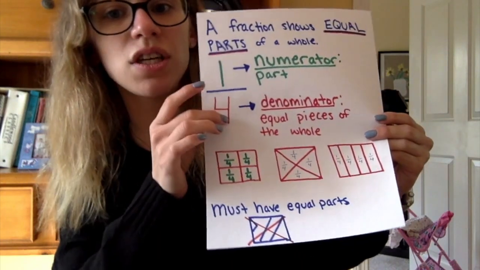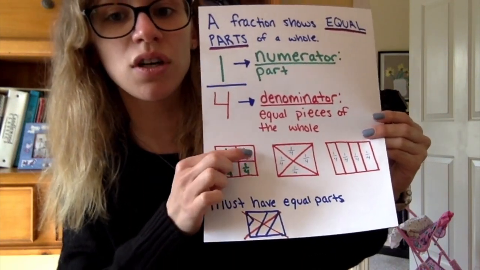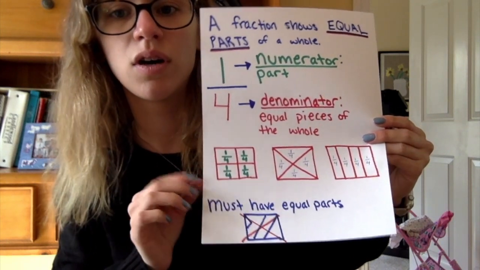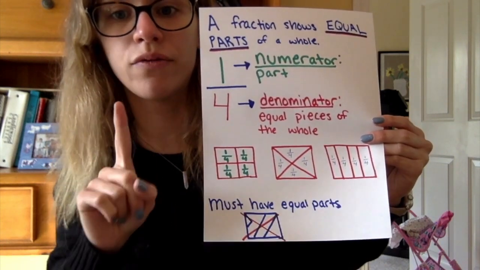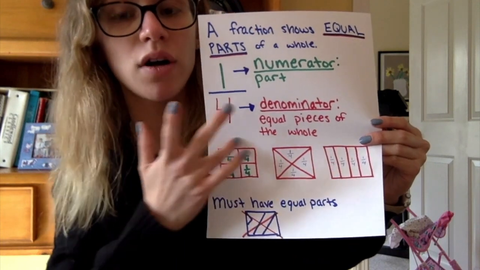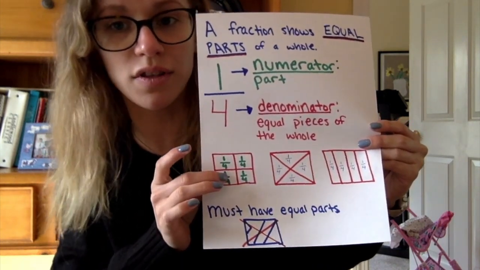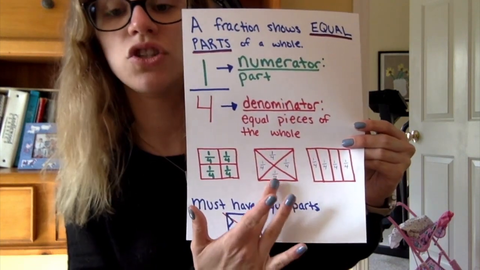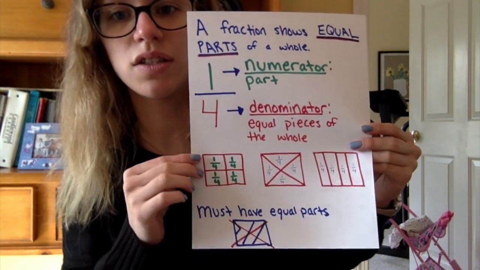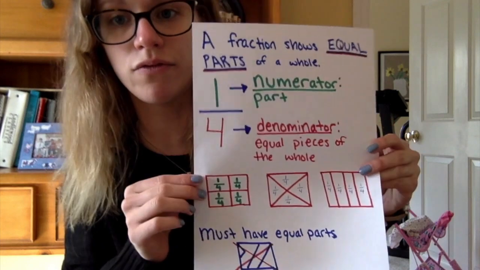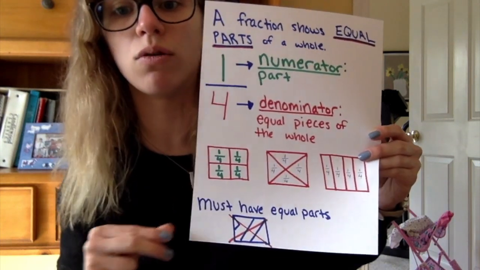So my fraction here is 1/4 because each of these parts is 1/4. I have 4 equal parts. This part is 1/4, this part is 1/4, this is 1/4, and this is 1/4. Just like here and here, it's the same. They're each 1/4. They're a part of my whole.